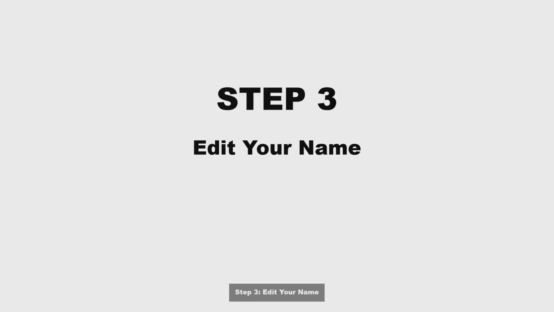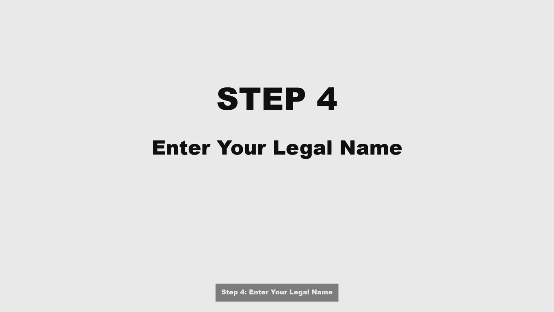Click on your profile picture in the top right corner, then select Settings and Privacy from the drop-down menu to access your account settings. Step 3. Edit your name. In the Profile section, find the option to edit your name. Click on the Edit button next to your name to make changes. Step 4. Enter your legal name.